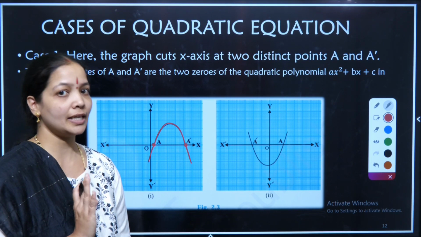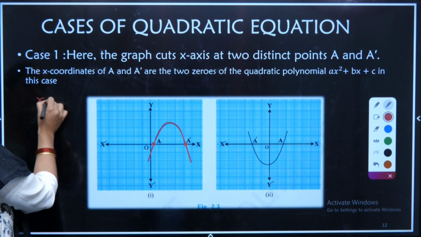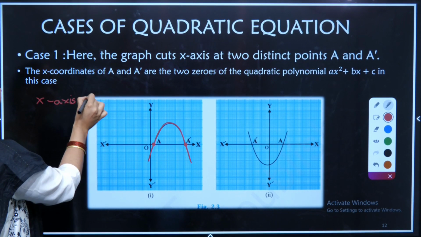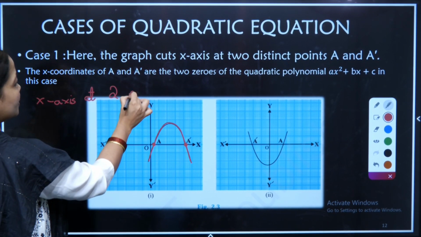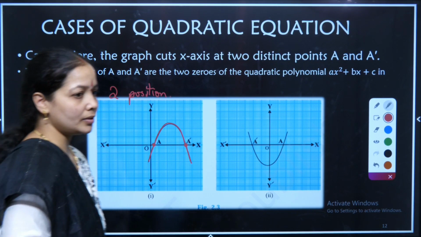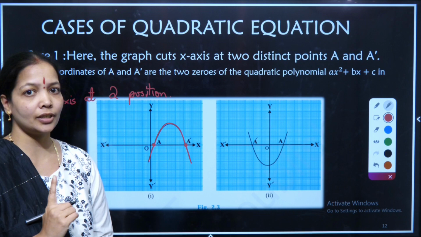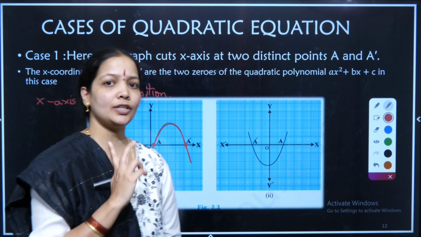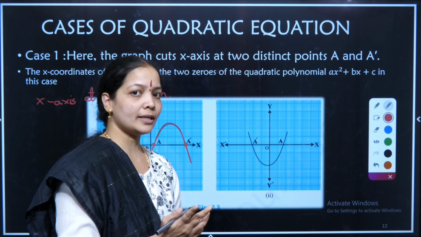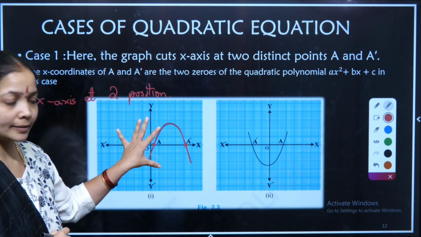It is basically a quadratic polynomial because it is touching the x-axis at two positions. In my previous slide, we learnt that when the graph touches the x-axis at one position, it will be a linear polynomial. When it is touching the x-axis at two different positions, it's a quadratic polynomial. So now, by just looking at the graph, we are able to analyze it.